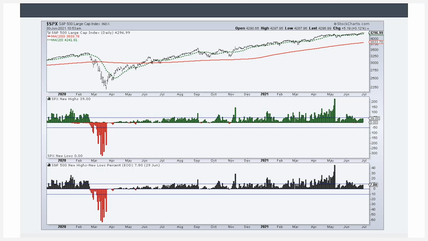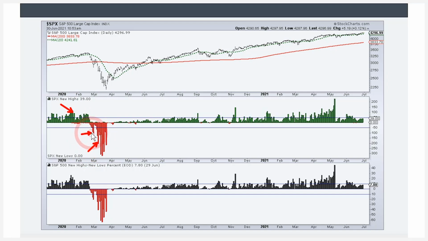And as long as you have more leaders and strong uptrends than you have laggards and strong downtrends, you're okay. And you can measure that with new highs and new lows. So we've got new highs here, the green histogram. We've got new lows, the red part of the histogram there.